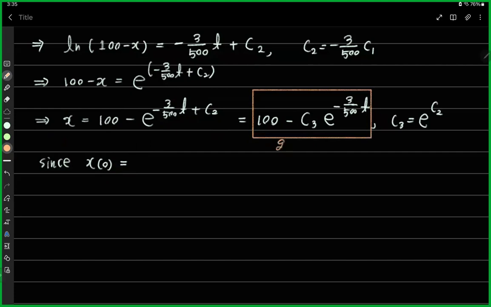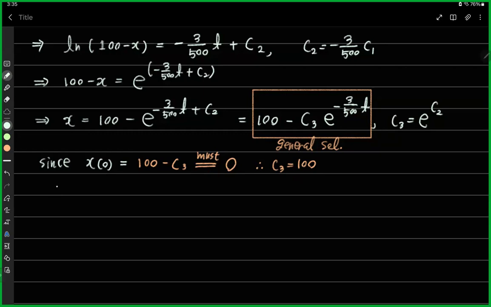General solution right here. x of 0 is 100 minus c3, because e to the 0 is 1. And that must be equal to 0. So c3 must be equal to 100, right? So the initial amount of salt is 100 kilograms.